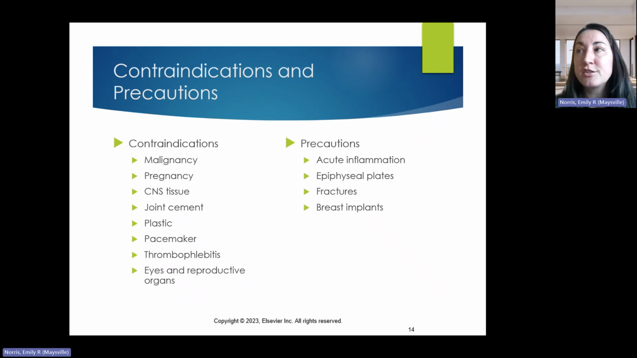Fractures, again, they could benefit or they could slow the healing of fractures. And then breast implants, the thought is that increasing the temperature of the contents of a breast implant could cause it to expand and eventually rupture.